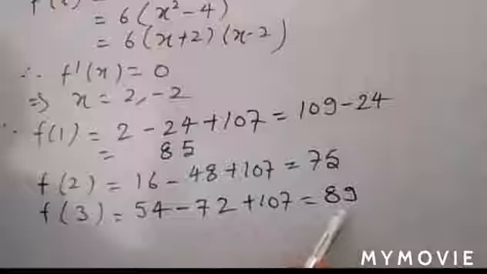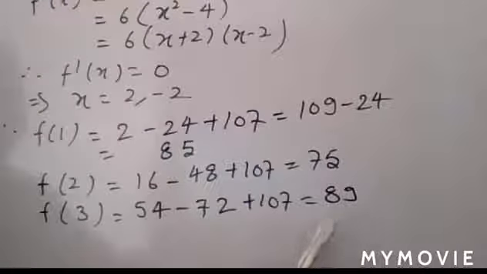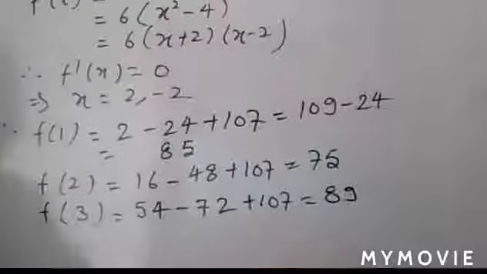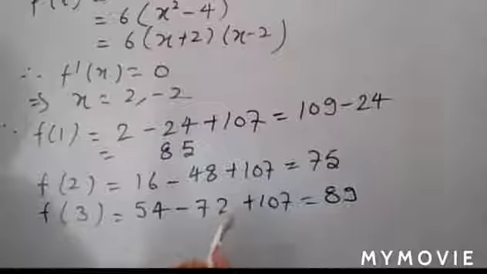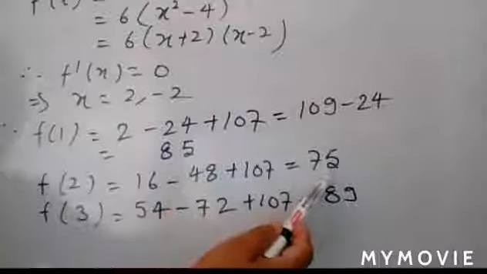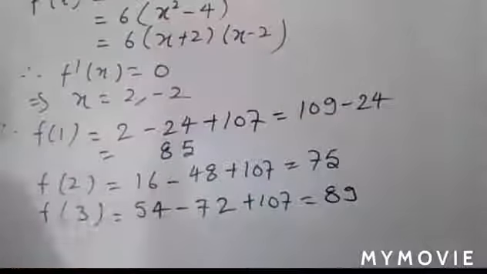So here you see that 89 is the maximum value. So yes, the maximum value of f is 89 at x is equal to 3. You have to write in this way. And your minimum value is what? Yes, your minimum value is 75 at x is equal to 2.